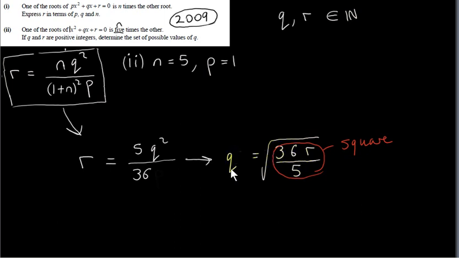We want q to be a positive integer. So how do we ensure that this thing in here is a square? Well, the way you do that is let r equal 5k squared, where k is an integer. And of course r is going to be an integer automatically, because if k is an integer, then if we square it and multiply it by 5, we see that r is obviously an integer. So let's see why that is so. We just put 5k squared in for r.